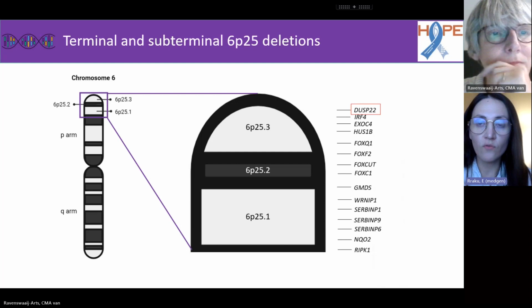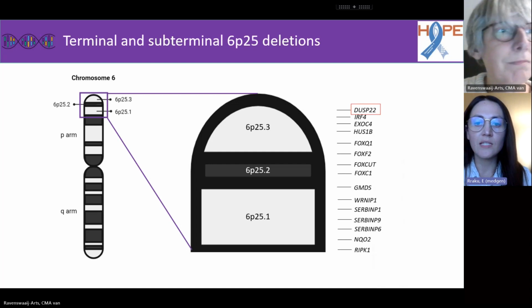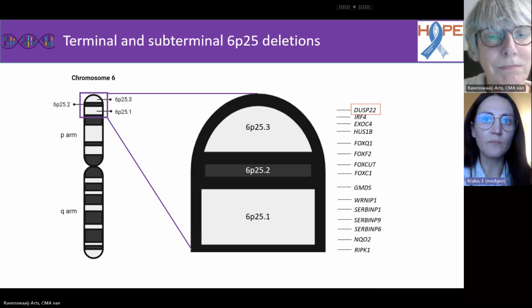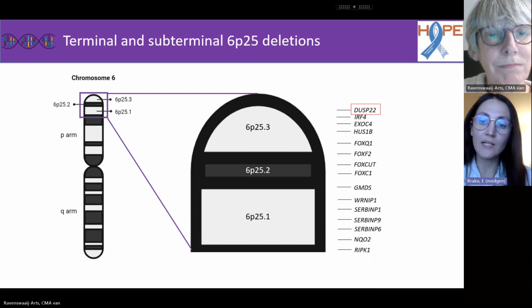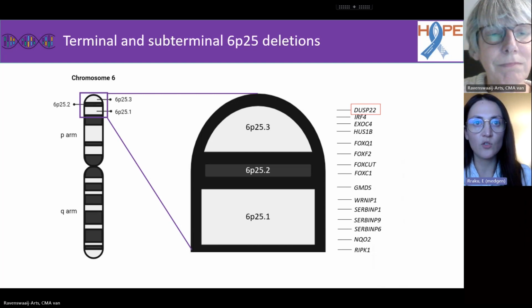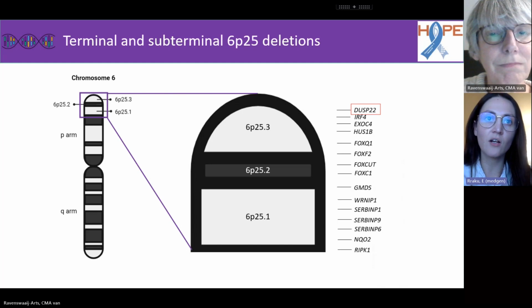Deletions that also involve this gene, so deletions that extend all the way to the end of the chromosome, are called terminal deletions, while deletions that are in the 6p25 region but do not include the last gene, so they do not extend all the way to the end, are called subterminal deletions, or you can remember it the way Professor Connie said, almost terminal deletions.